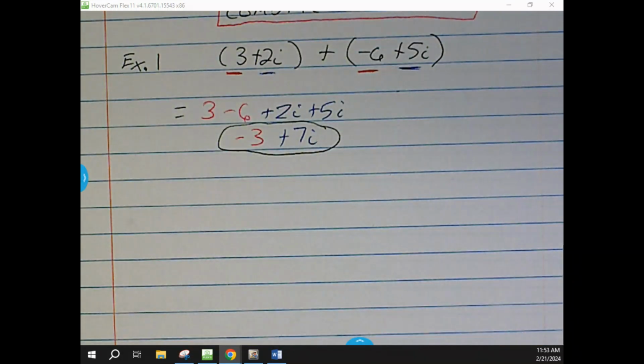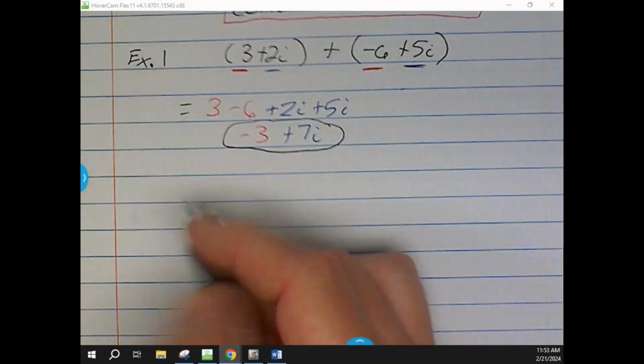Okay, so adding, not really anything you have to do that's weird for this one. With subtraction, it's not hard. You just have to be careful.